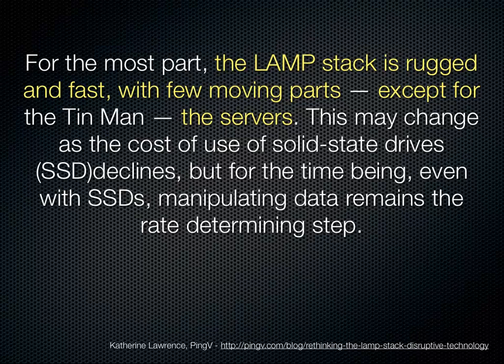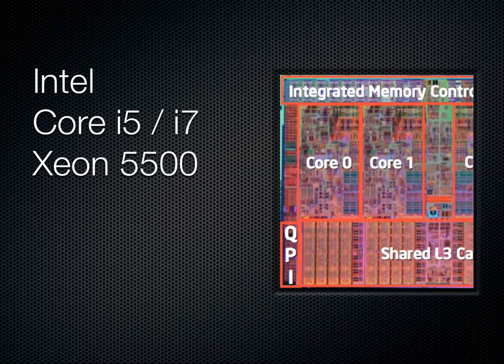And basically the upshot is manipulating data is the rate limiting step. And that's where the speed of your local environment will come from if you make changes there. And that's some of the stuff we're talking about. So let's focus first on the CPU.